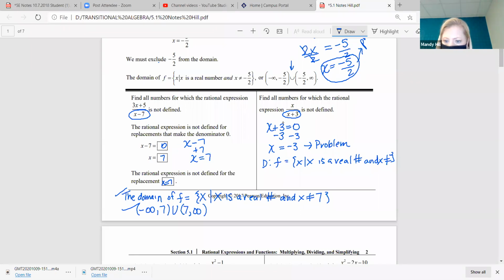Let me see if I can get that to fit a little bit better. I don't know why I keep doing that.